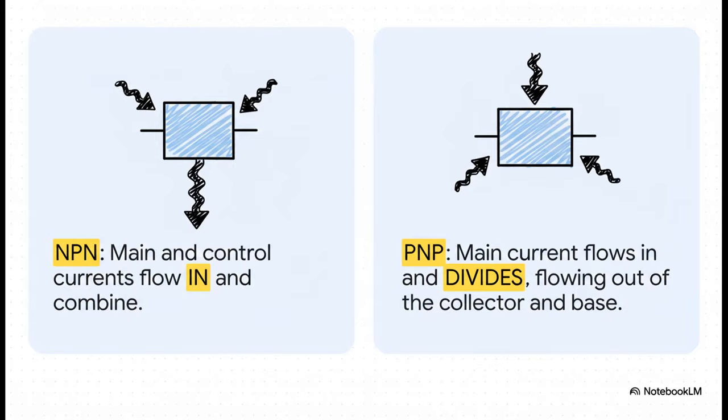Now, just a quick heads up, there are two main flavors of these things, NPN and PNP. For an NPN, which is what we'll be focusing on, the main current and the control current both flow into the transistor. For a PNP, it's kind of the reverse. The main current flows in, but then it splits and flows out of two different pins. Don't worry too much about that for now. We're going to stick with the NPN because it's the most common.